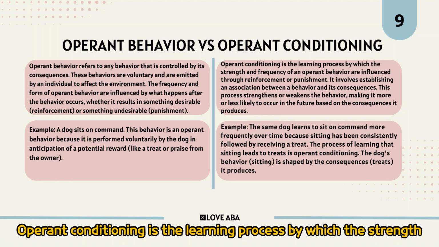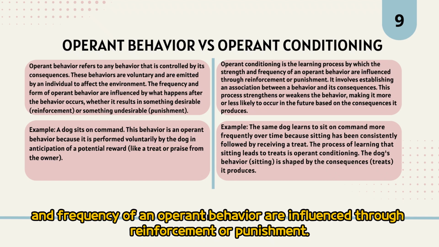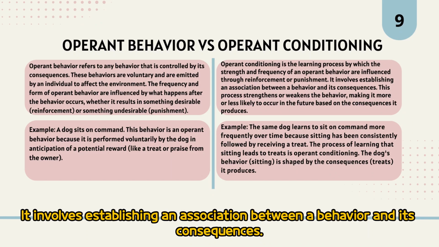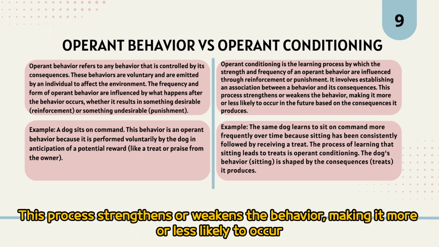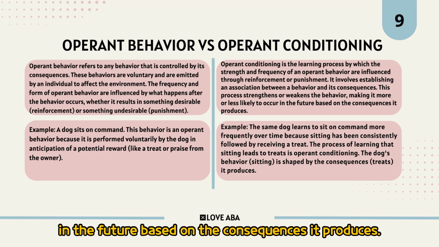Operant conditioning is the learning process by which the strength and frequency of an operant behavior are influenced through reinforcement or punishment. It involves establishing an association between a behavior and its consequences. This process strengthens or weakens the behavior, making it more or less likely to occur in the future based on the consequences it produces.